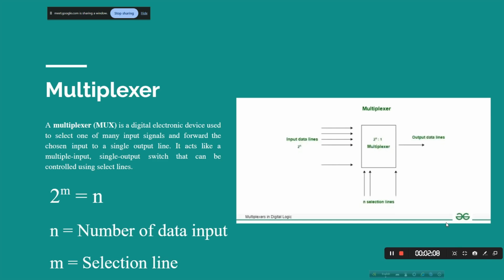We have a formula: 2 to the power m is equal to n. Here n is the number of data inputs, and m is the number of selection lines or control lines. In this slide, there is a picture that shows the diagram of a multiplexer. So let's go to the next slide.